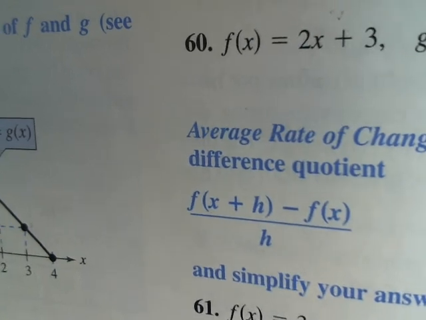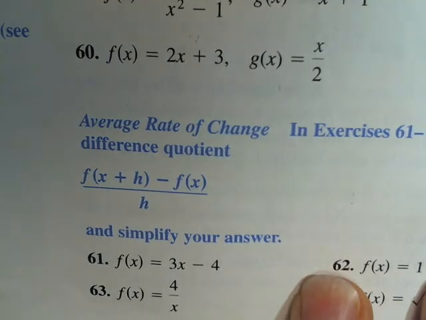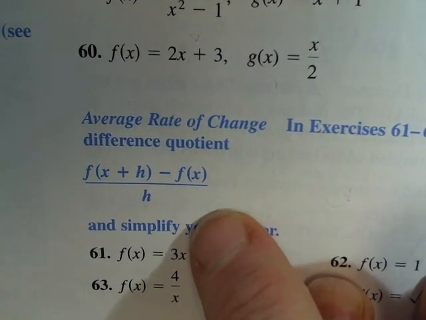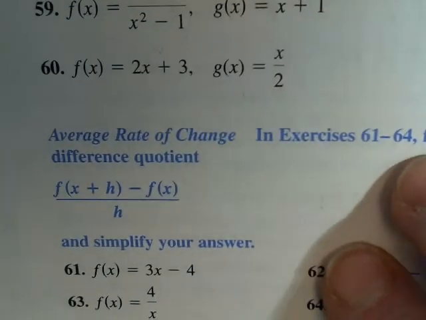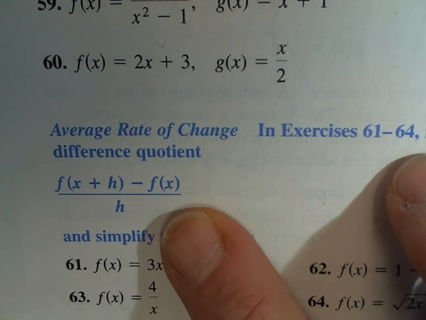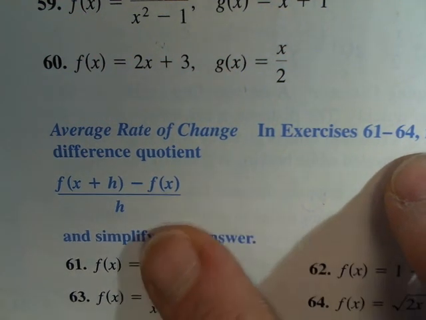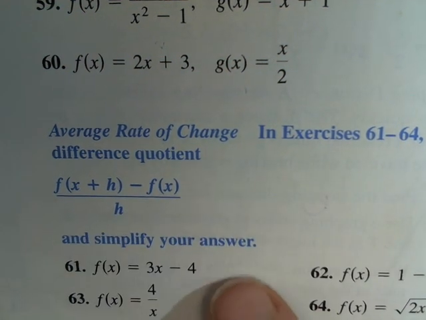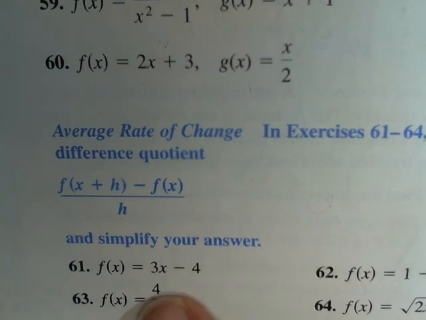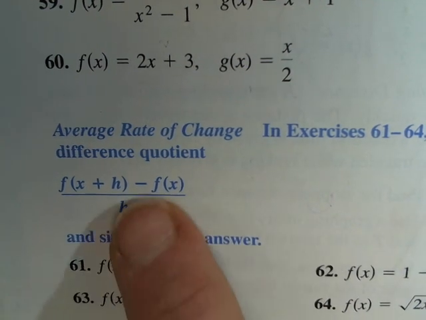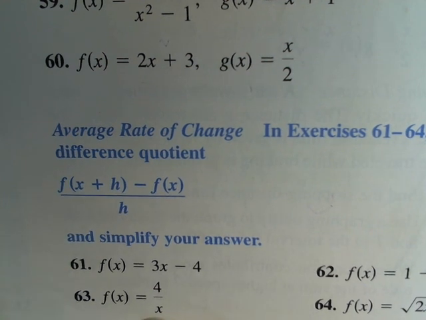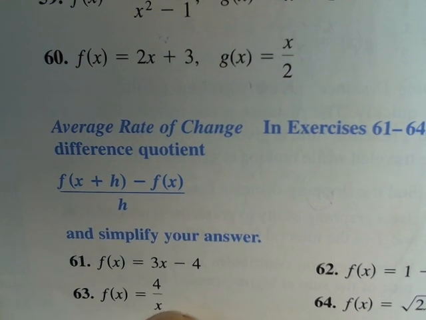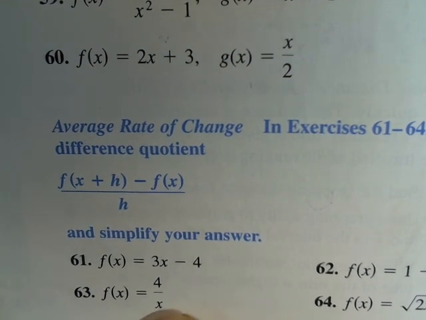The next one is on page 128, number 63. There's something called the difference quotient, which talks about an average rate of change. And in this question, just find f(x+h) minus f(x), all over h. It's called the difference quotient. You don't have to know the name of it. But I would like you to find the difference quotient of question number 63, f(x+h) minus f(x) all over h, and simplify your answer for f(x) = 4/x.